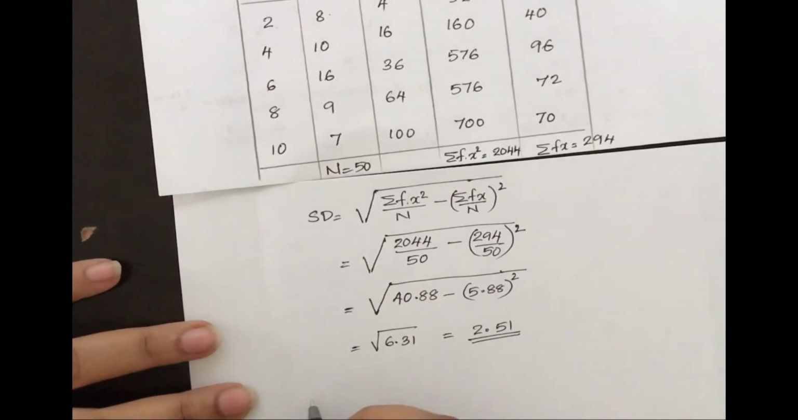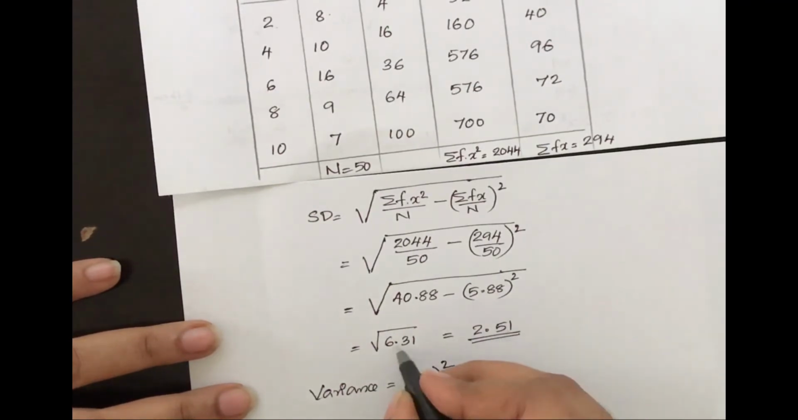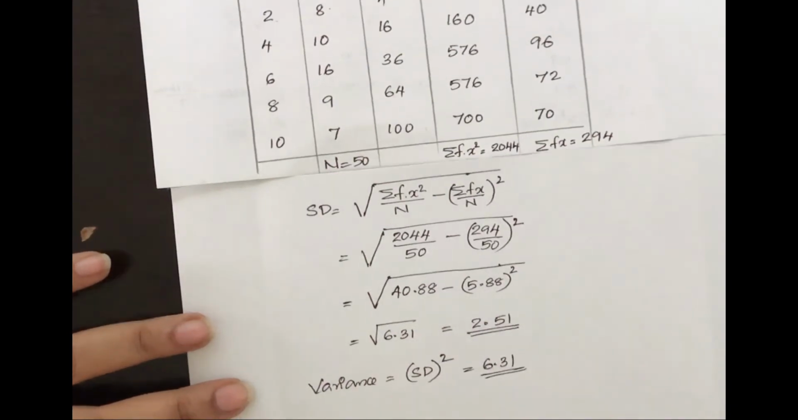Next we are going to find out variance. Variance is the square of standard deviation, that is the square of 2.51, 6.31. So we got variance.